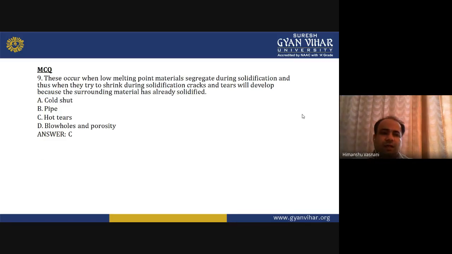Understood? Now, these occur when low melting point material segregates during solidification, and when it tries to shrink during solidification, cracks and tears develop because the surrounding material has already solidified. I gave you this diagram, a round diagram, with some cracks at the center. Remember these hot tears. Okay, the surrounding areas solidify faster, and then the nearby closer areas try to solidify, so hot tears occur.